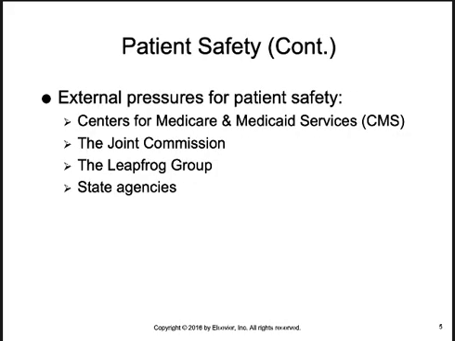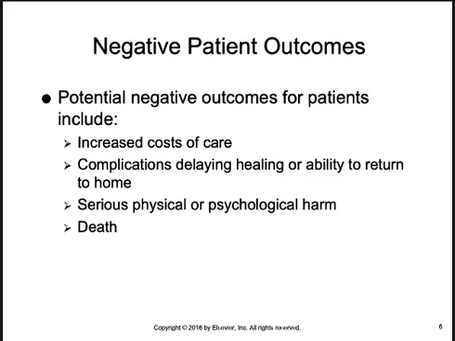External pressures for patient safety. Centers for Medicare and Medicaid Services, the Joint Commission, the Leapfrog Group, and other state agencies. Okay. And what these do is they try to control cost, all right, and they try to enforce regulations, and that can be a challenge when you're short-staffed and when you're stretched financially, okay. Potential negative outcomes: increased cost of care, complications delaying healing or the ability to return home, physical or psychological harm, or even death, okay.